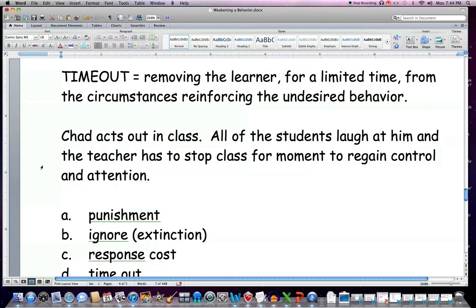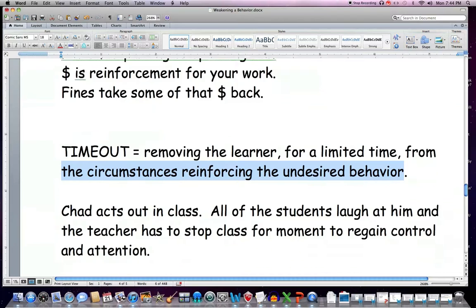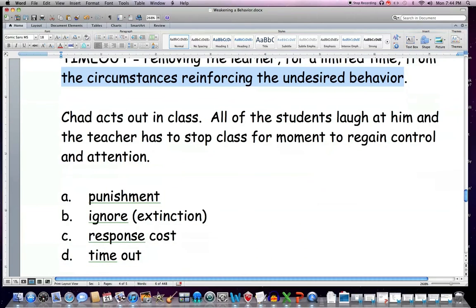Timeout. This one's become quite well known. Key word here is removing the learner for a limited time. Also, very important. Removing from what? From the circumstances reinforcing the undesired behavior. Generally, when children act up, there's something that's reinforcing them in the environment. So if you put them in the corner, put them in timeout, you're sort of taking away that stimulus. And in a sense, it's a very pure form of reinforcement removal.